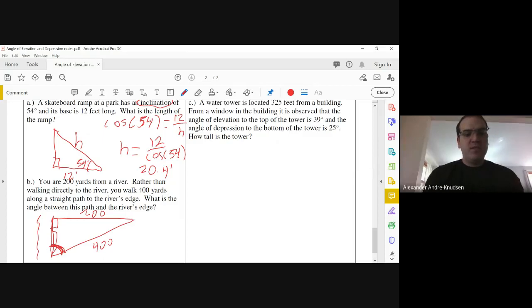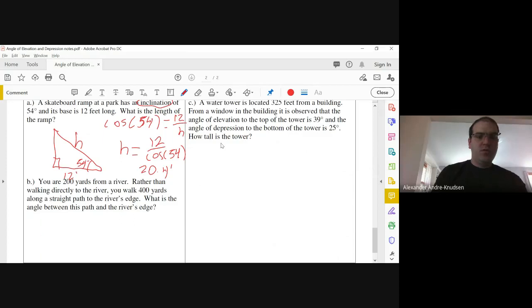So it's actually not really an angle of depression or elevation, right? This would be our angle of depression based on how I drew it. So maybe I could redraw it and it would work for one of them. Let's say you're right here and you're 200 yards from the river, but you walk to this 400. It's still going to be the same thing because they're still looking for this angle. So it's not either of the angles, but we can still figure it out, right?